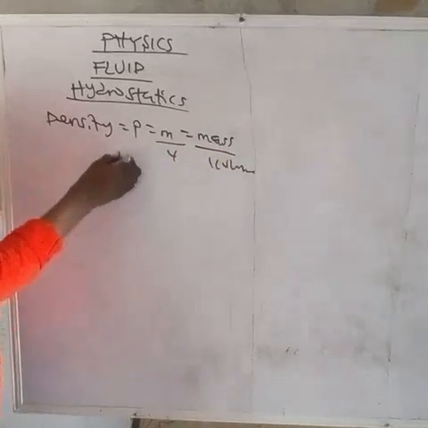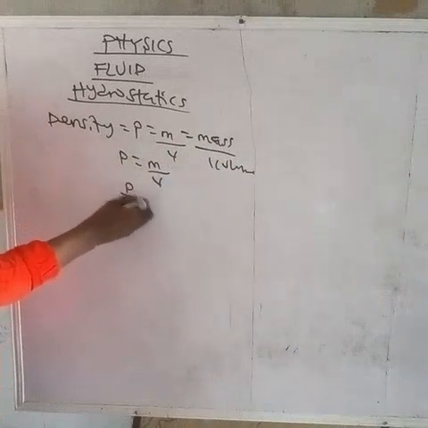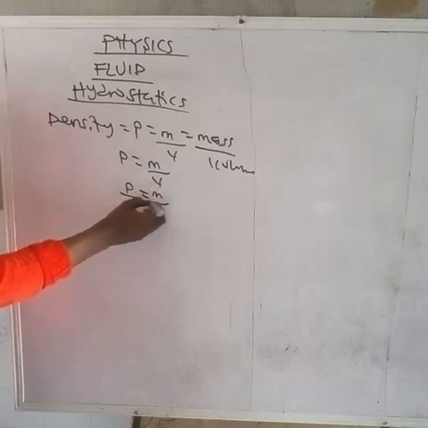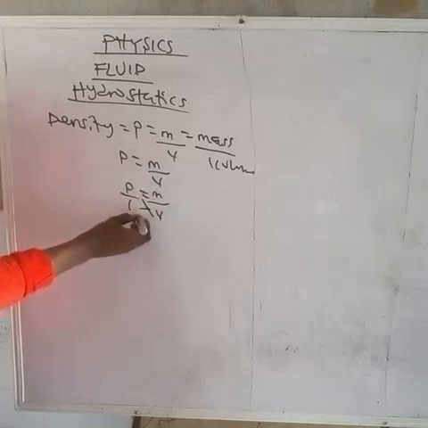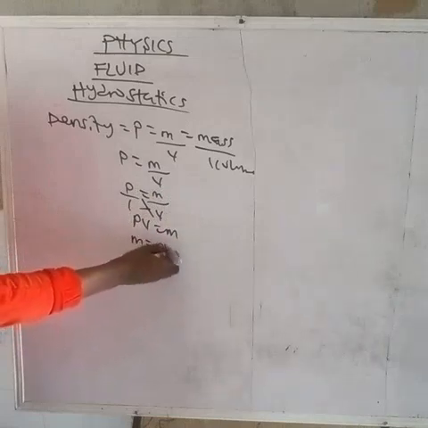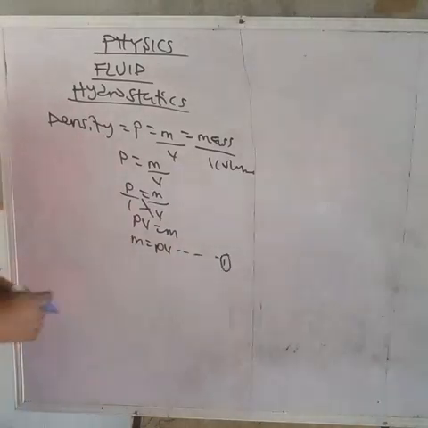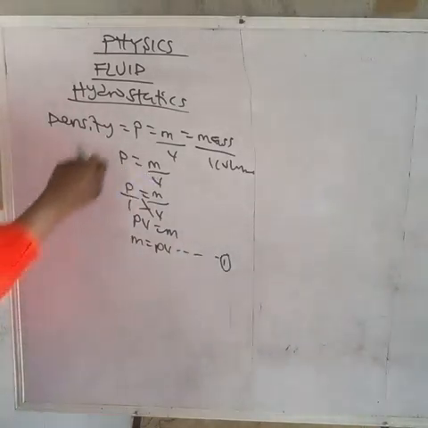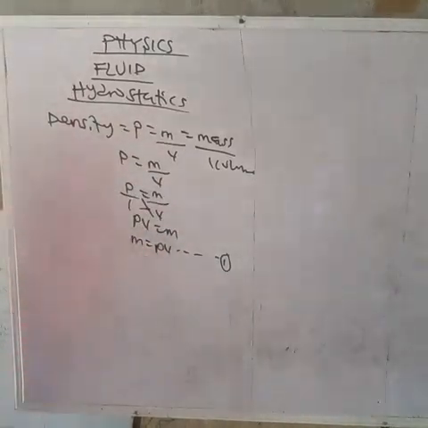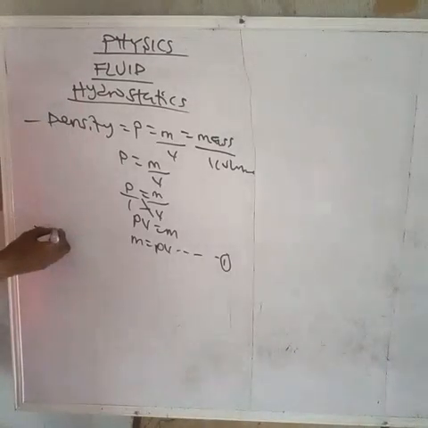So if rho, which is density, is equal to mass over volume, then rho over 1 is equal to m over v. You cross multiply, you have rho v is equal to m, or m is equal to rho v. That is equation 1. So if you are asked to determine the density of a fluid, use mass over volume, but the mass is density multiplied by volume.